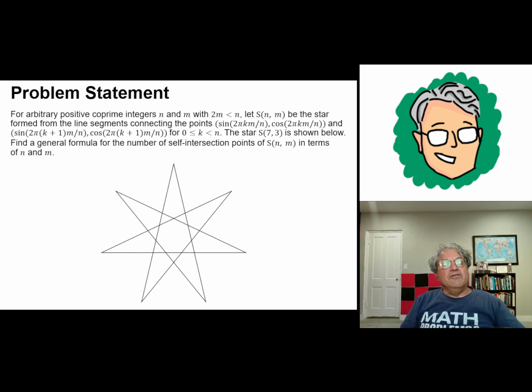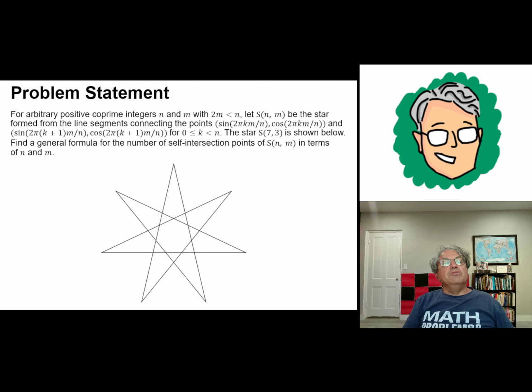First, I have to state the problem, as always. So here's the statement of the problem. For arbitrary positive coprime integers n and m, that just means there's no common divisor of n and m, we also require that 2m is less than n. In other words, m is less than half of n.